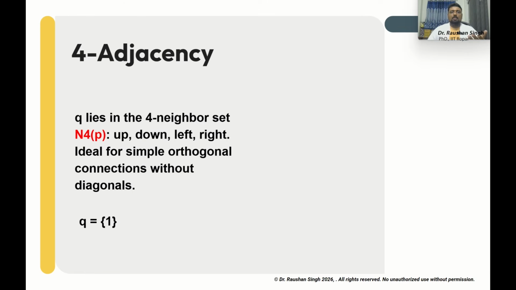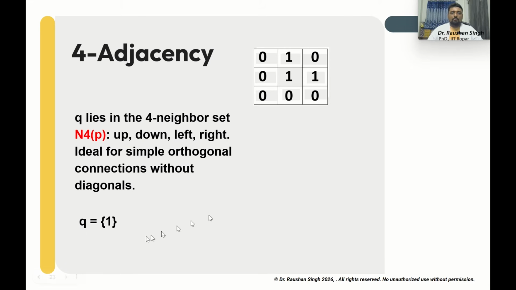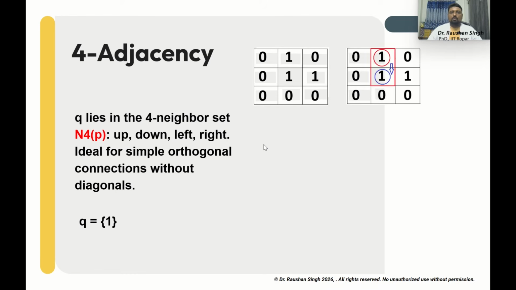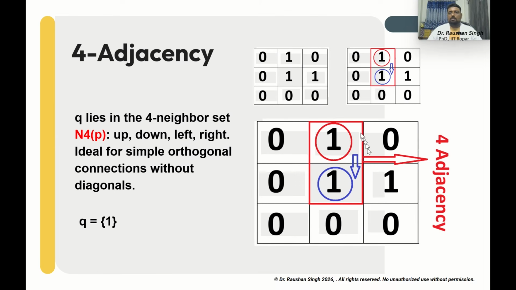So for 4 adjacency, you can see that if we are looking for element 1, for example, this matrix name is Q and 1 is the element of this Q. So we want to identify, for example, this one, this blue color one. You can see that this is connected with the top one. This one pixel and this pixel are connected with what relationship? They are connected on the top, left, right or down. Then in that case, that is called 4 adjacency. So these two pixels are connected in 4 adjacency.